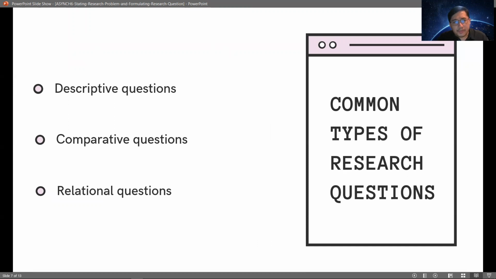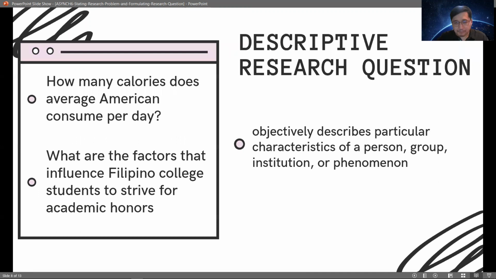So under research questions, still we have three types. We have descriptive, we have comparative, and we have relational questions. Let us tackle them one by one.